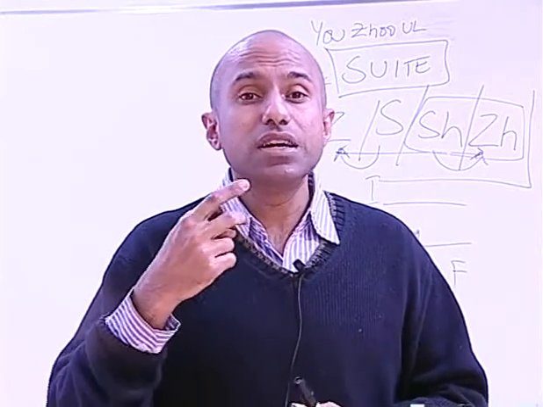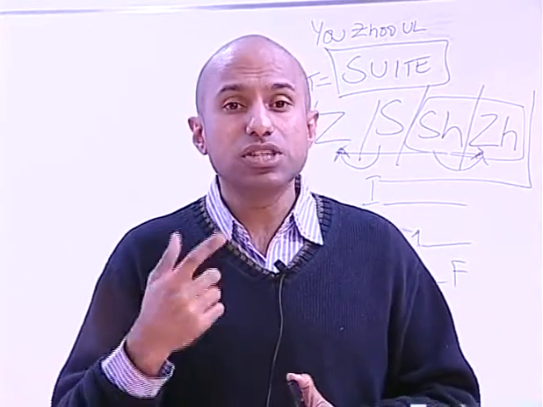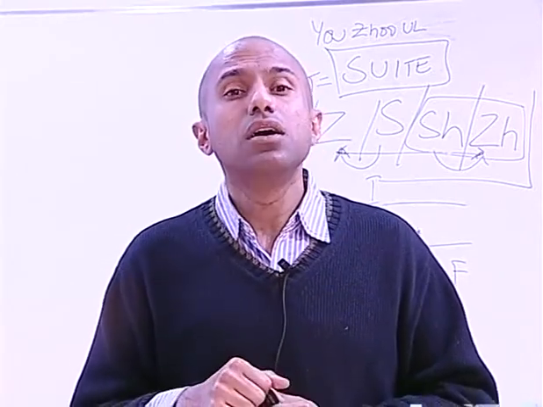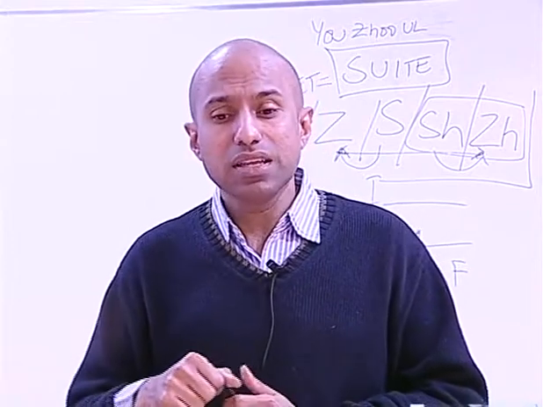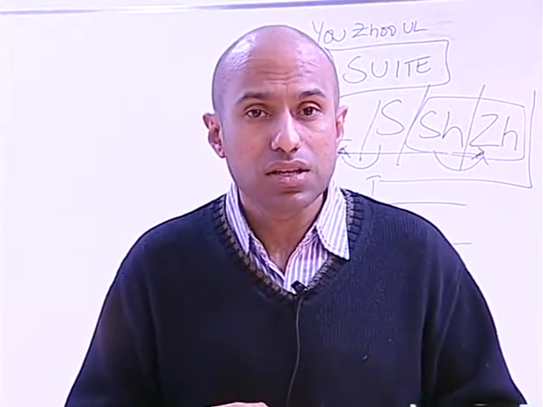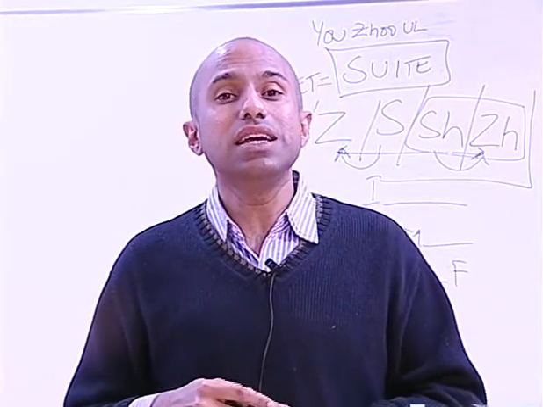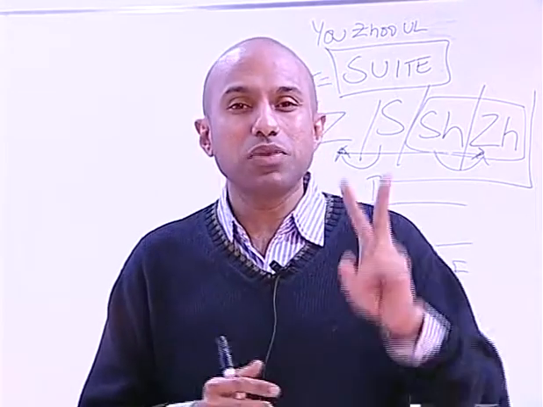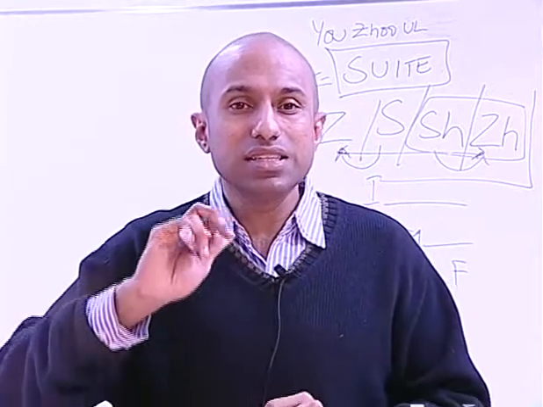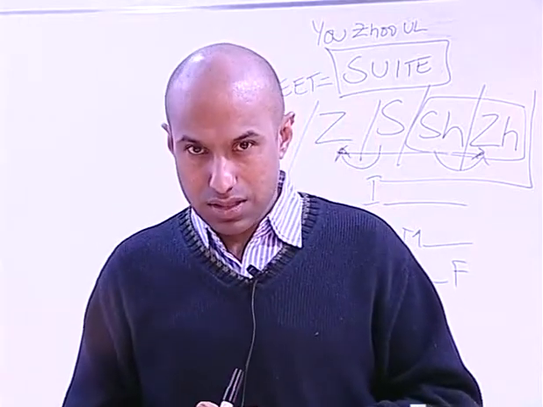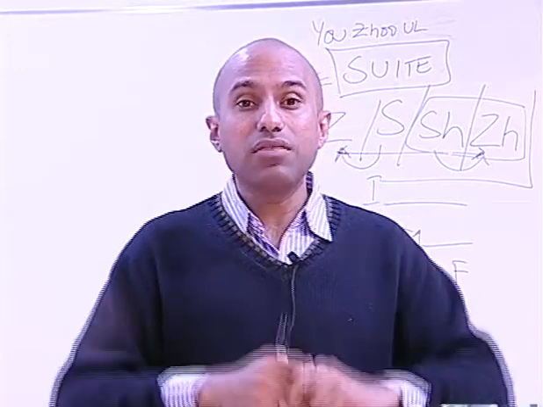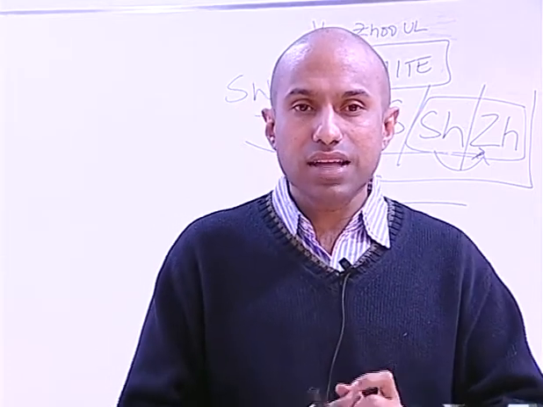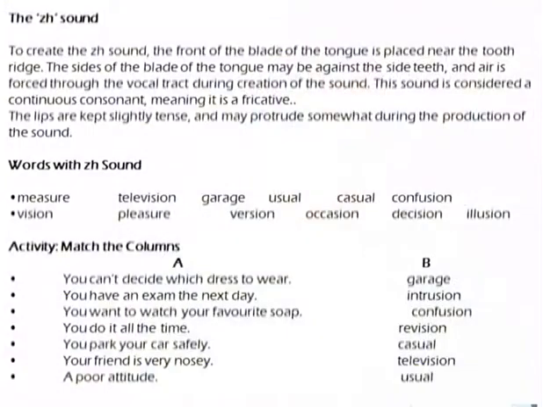Then we have version. Version. Then we have occasion. Occasion. Yes. We have decision. Decision. Decision. This is a bit of a tricky word because we have a s and the zh together. Decision. Perfect. And we have illusion. Perfect. Illusion.